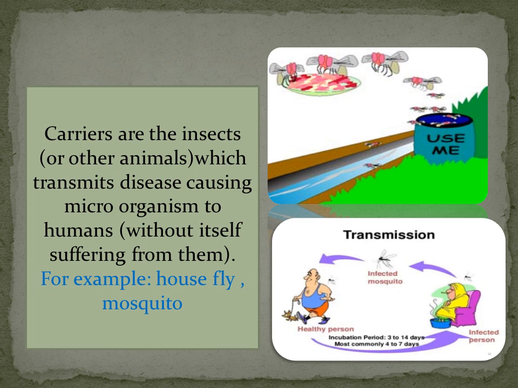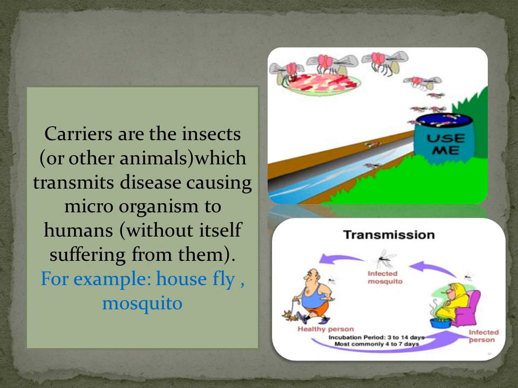This Plasmodium will multiply and divide inside the blood of the healthy person and it will infect that particular person. After 4 to 7 days, and it can grow till 14 days, most commonly it is 4 to 7 days, after this period that healthy person will start showing symptoms of malaria and hence it will be affected by the malarial protozoa and become an infected person.